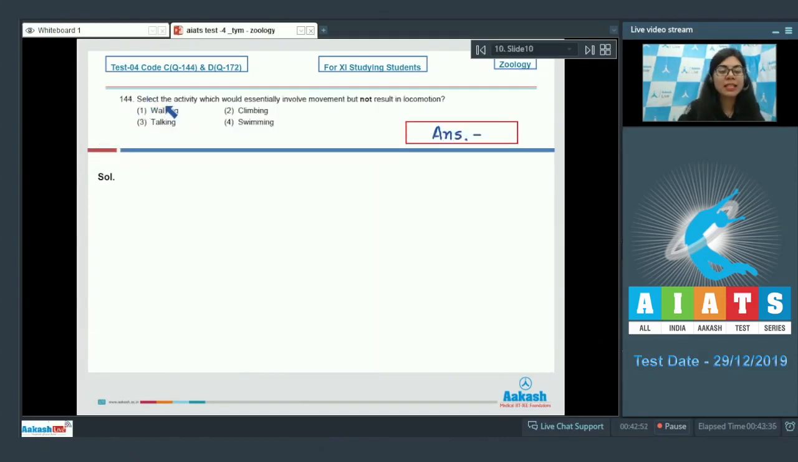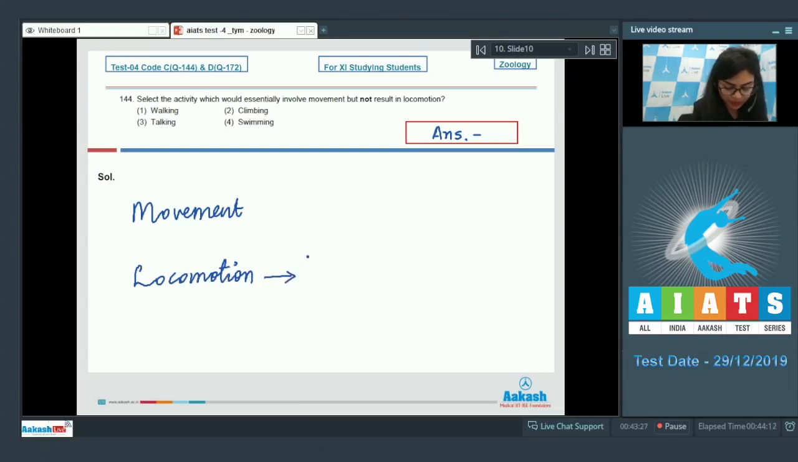Question number 144. Select the activity which would essentially involve movement but not result in locomotion: walking, climbing, talking or swimming. Let's understand the difference between movement and locomotion. Locomotion always necessarily results in displacement, meaning there would be change of position from one place to the other, whereas movement does not necessarily have to involve displacement, that is movement from one place to another.